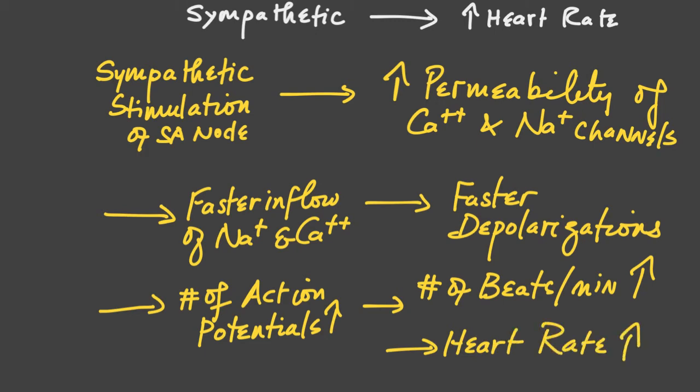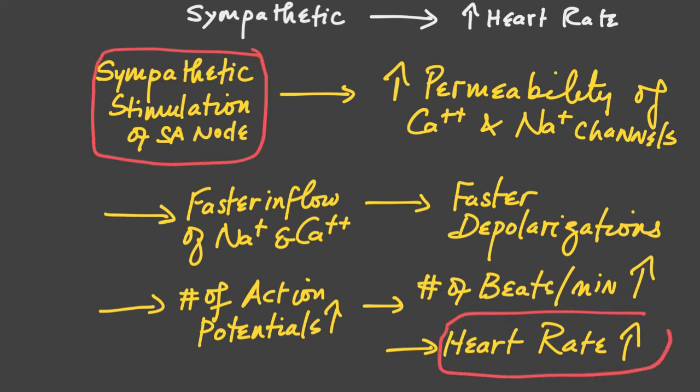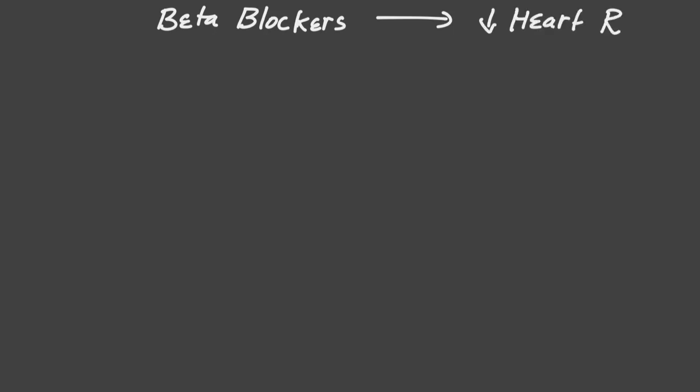Again, we use the arrow going up. So here we have it. Sympathetic stimulation of the SA node results in an increased heart rate. When a person is suffering from an anxiety attack, they have a very high heart rate. This is sometimes addressed by prescribing beta blockers, which have the ability to lower the heart rate.